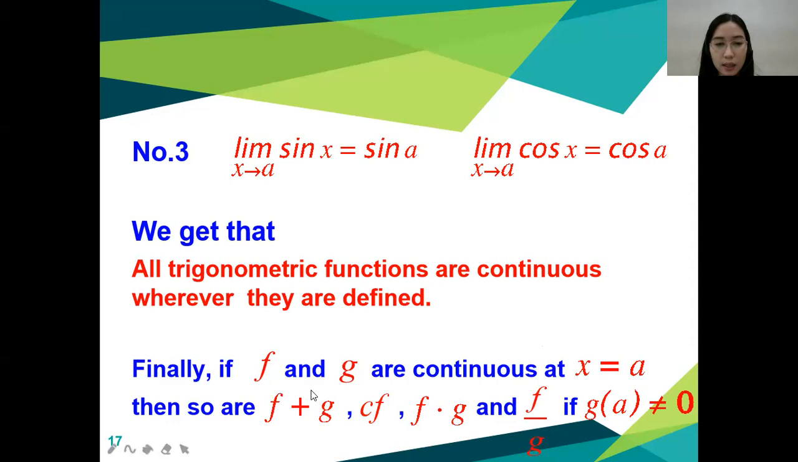So finally, if f and g are continuous at x is equal to a, then so are f plus g, cf, f minus g, and f times g, tapos f over g, if g of a is not equal to 0. So, mao ni properties lang ni siya katong addition, multiplication, tapos constant rule and division na mga rules of a function. So, katong kaganina na nagstorya ta, na dapat dili siya katong DNE, katong does not exist.